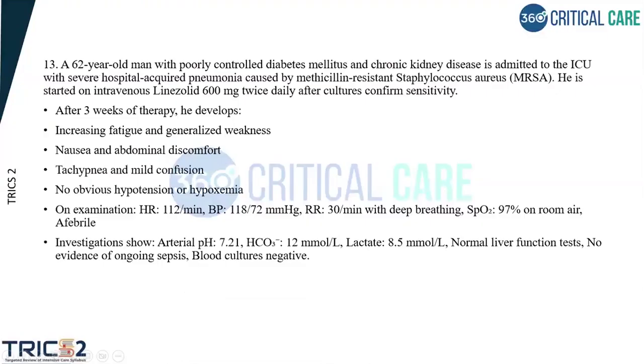So this is one of the questions that they've asked in the recent exam. So this is not a most common question. So I just wanted you to go through this. A 62-year-old man with poorly controlled diabetes mellitus and CKD is admitted to ICU with hospital-acquired pneumonia. So, they have diagnosed it as MRSA. So he's been started on IV linezolid 600 mg BD.